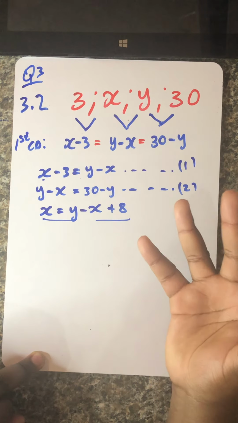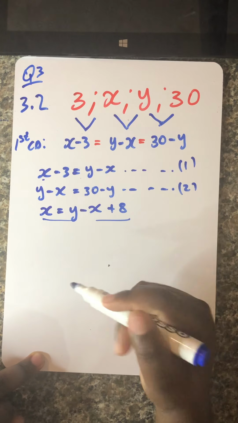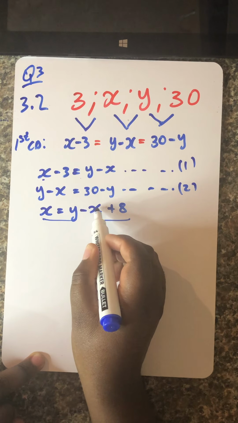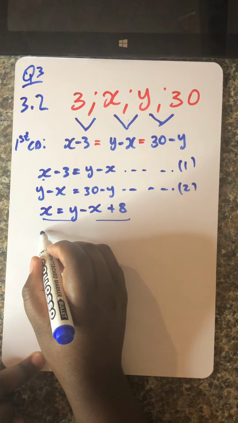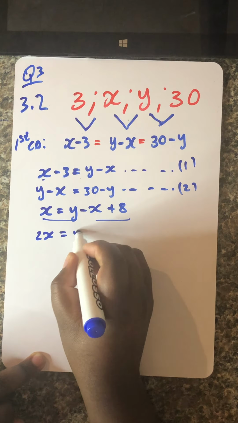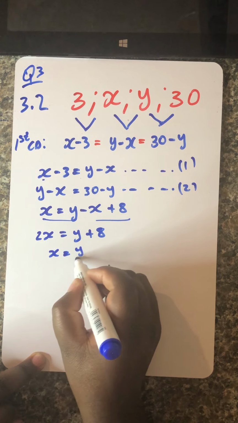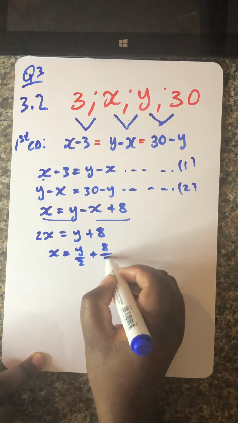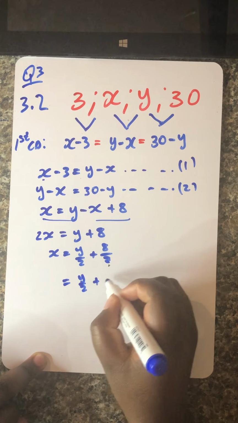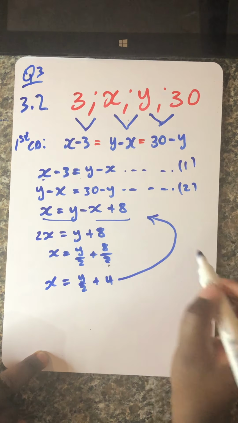You can still make x the subject of the formula, but it's going to be a bit difficult for you to continue with that. Let me show you how. You move this to the other side, then you've got positive x, and you remain with 2x equals y plus 8. Then you divide by 2, and you remain with y over 2 plus 8 over 2. Now you've got y over 2 plus 4 as x. That means you're going to substitute this x into that formula.